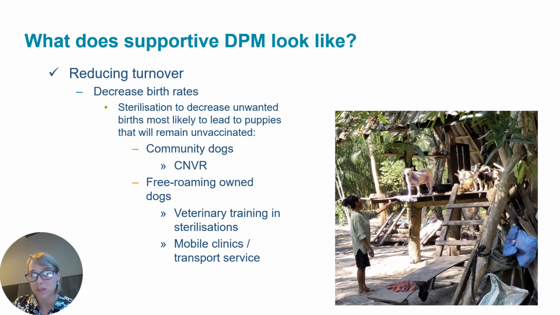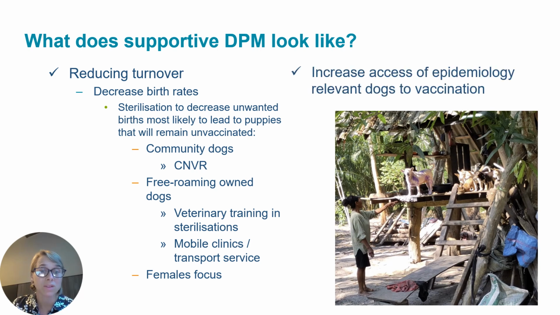So we need to invest in veterinary training in sterilisation to ensure that sterilisation is safe, quick and more affordable, and invest in mobile clinics or transport services to increase access to clinics. It's also more efficient to focus on females. They are the limiting factor when it comes to puppy production. Finally, note that these are indeed the same dog populations that are most relevant to rabies transmission.